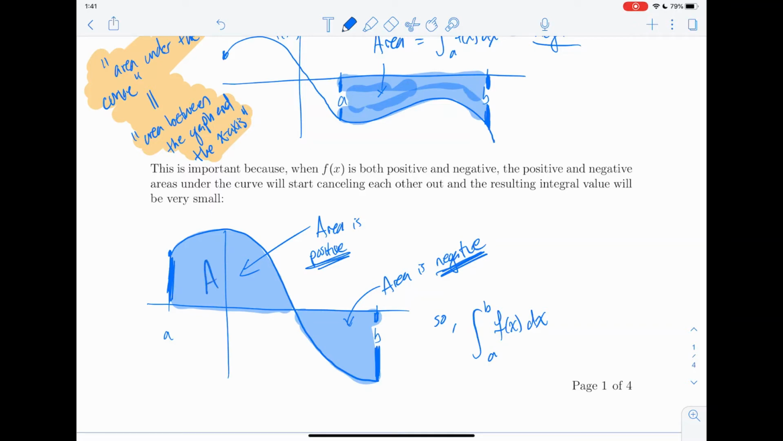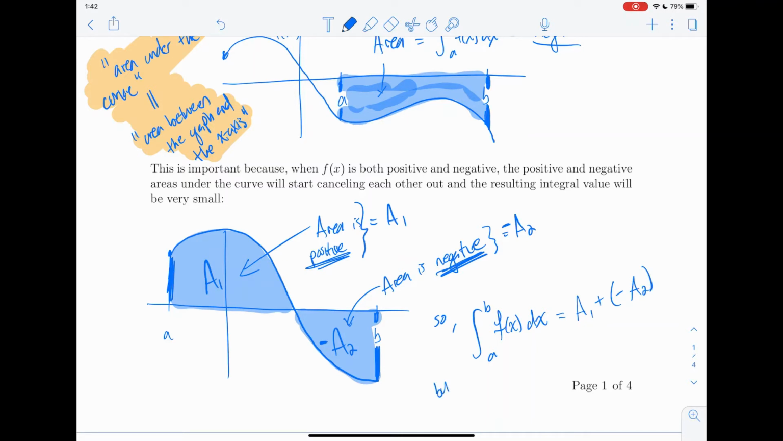I'm going to call this area A1. I'm going to call this area A2. So this is equal to A2. The overall area that we're interested in here is going to be, well, we'll call the second area negative A2 because we want it to be negative, right? So what that means is that the integral is going to be A1 plus negative A2.